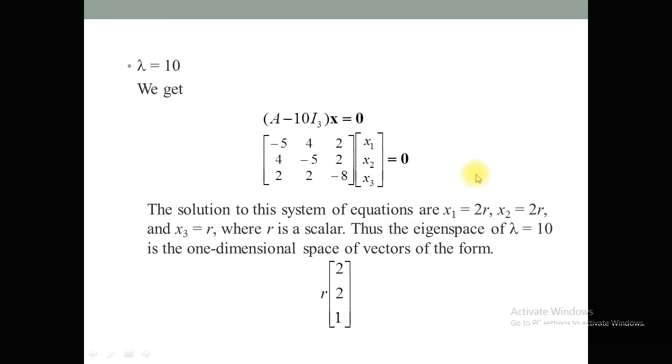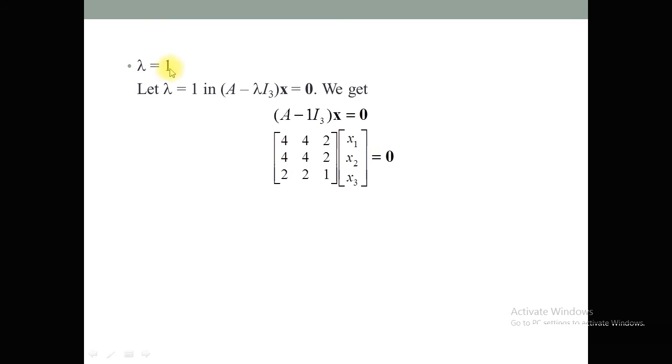X equal to 0 is the trivial solution, but we need the non-trivial solution because the eigenvector is a non-zero vector. Now for lambda equal to 1, putting lambda equal to 1 in the equation (A minus lambda I3) x equals 0, we get, you see over here the lambda value is 1, so 4, 4, 2, 4, 4, 2, and 2, 2, 1, and this is the eigenvector x1, x2, and x3.